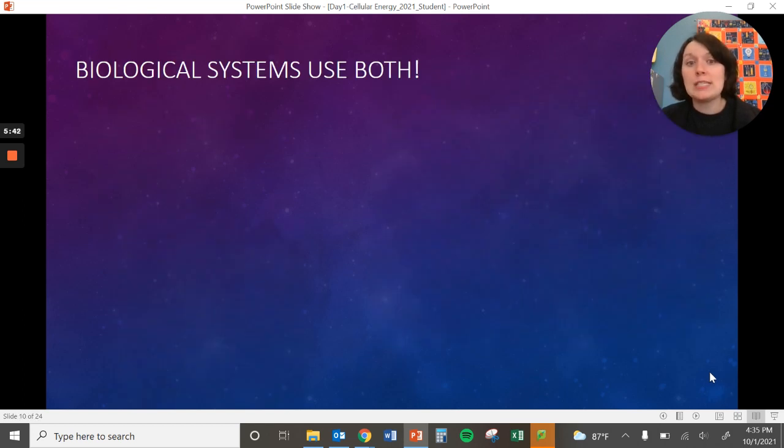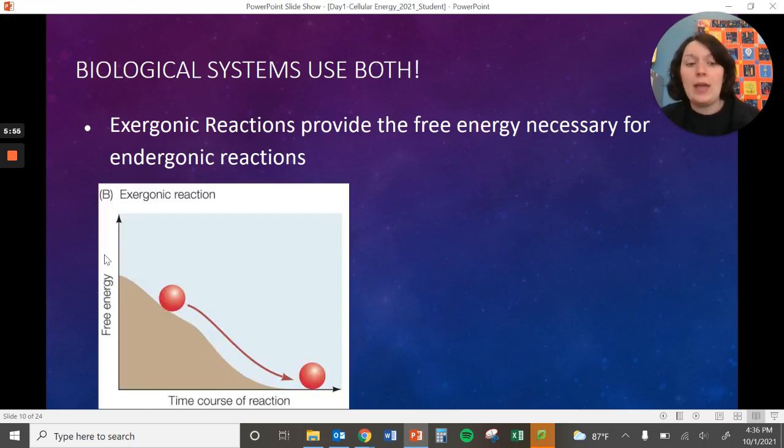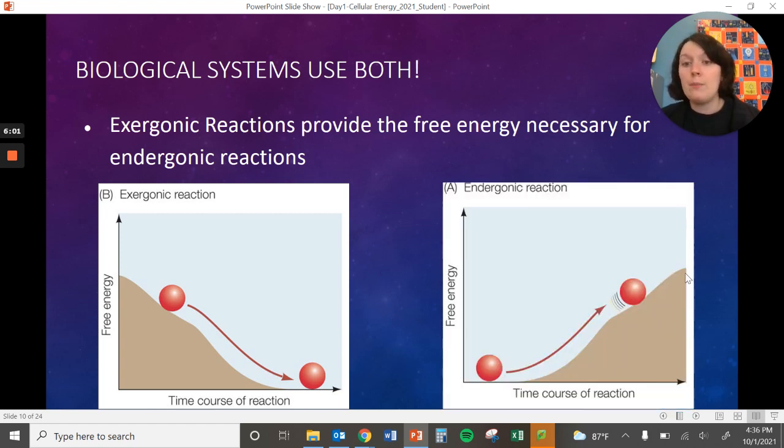And so biological systems use both endergonic and exergonic reactions. Okay, so our exergonic reactions will provide that energy, that free energy that's necessary for our endergonics. We put those two together. So like here we have our exergonic reaction that is having energy exit that can then be used to go up into our endergonic reaction that requires energy.